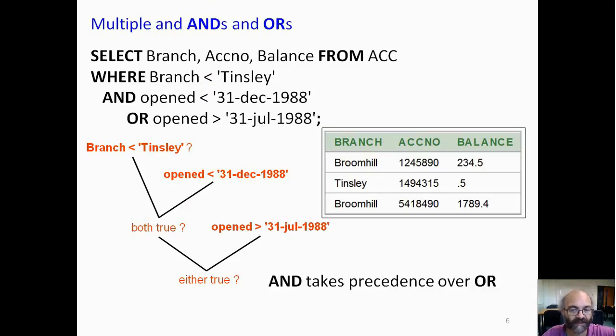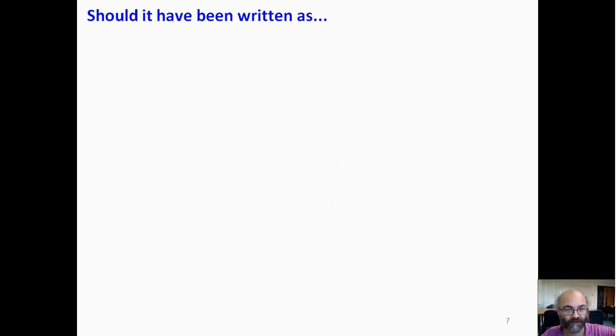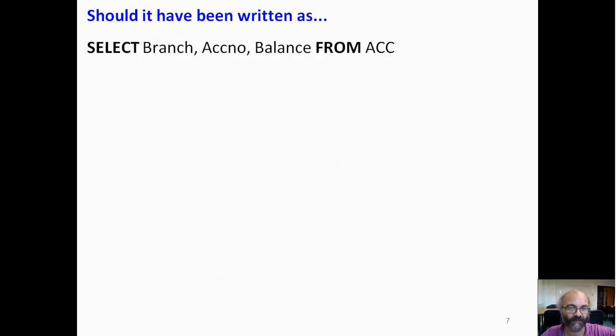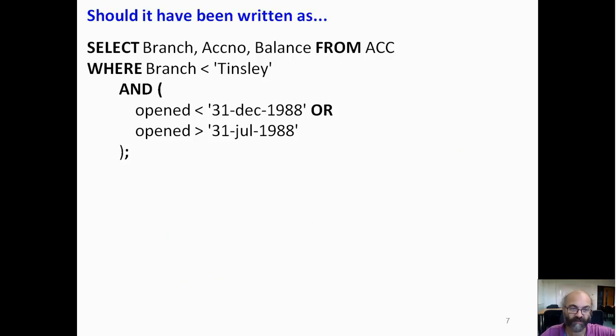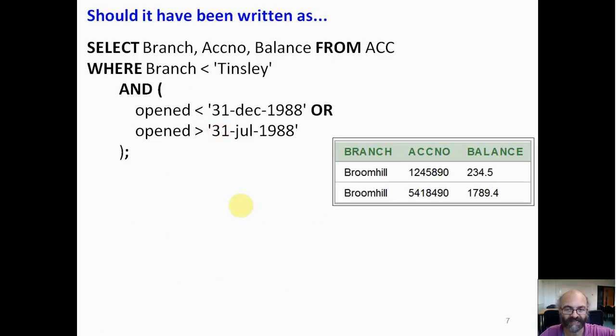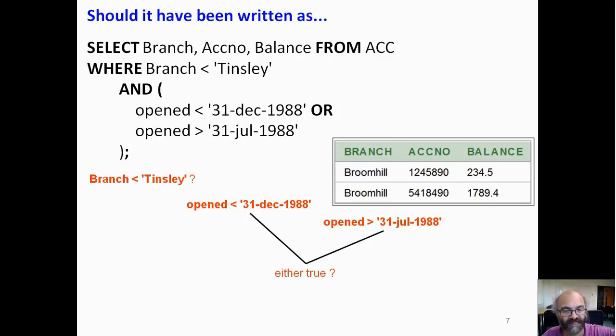But if you have a different idea of how to combine the and or, then maybe you wanted to use brackets and write it like this. The branch is before Tinsley, and either of the conditions to do with the date are true, in which case you're going to get those with the branch before Tinsley, the two Broomville ones. So the brackets cause the operators to be combined this way, giving us a different result.